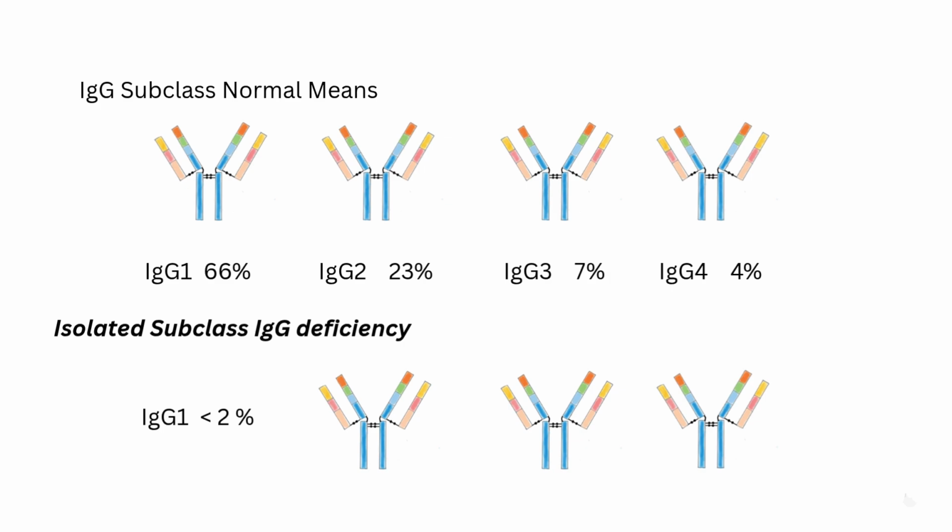Isolated subclass IgG deficiency. Suspicion arises when the total IgG is diminished, and diagnosis is obtained when clinical history of recurrent infections is combined with one or more of the four IgG subclasses being deficient by at least two standard deviations below the mean.